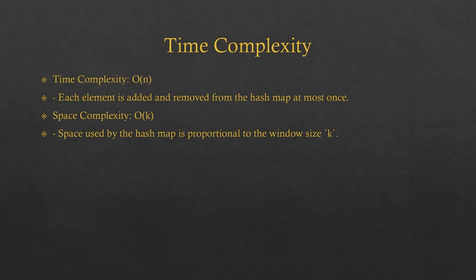In terms of time complexity, this approach runs in big O of n, where n is the size of the array. Each element is processed at most twice, once when entering the window and once when leaving it. The space complexity is big O of k because we are using a hash map to store up to k distinct elements in the current window.